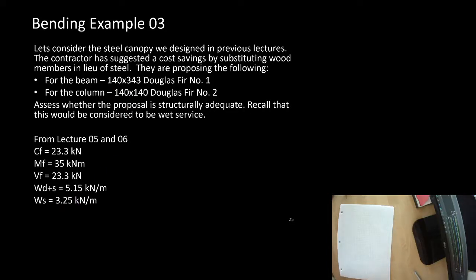The contractor has suggested a cost savings by substituting wood members instead of steel. We looked at this last week. And we checked the column as a 140 by 140 Douglas fir number 2. We now have the ability to check this 140 by 343 Douglas fir number 1 and see if it works for our situation.